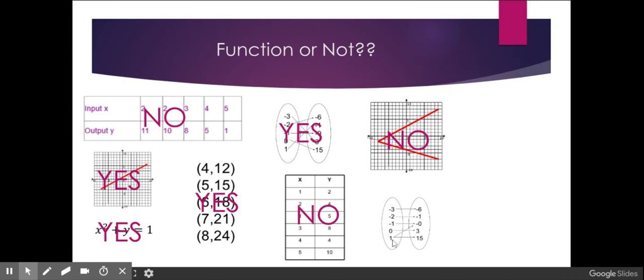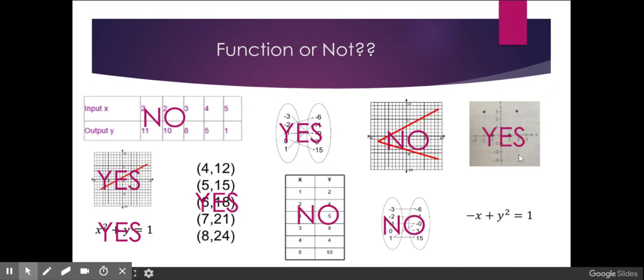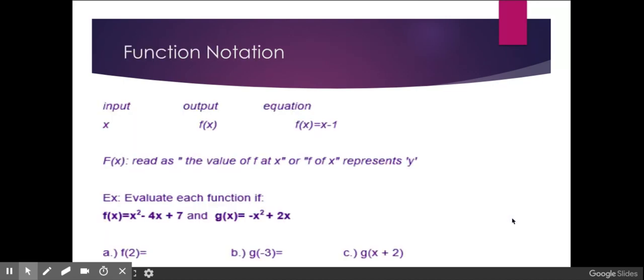Here we have this x value 1 going to 0 and 15, not a function. On this graph, I'll do a vertical line test through all the points. Passed it once, once, once, and once. So yes, it is a function. In this equation, looking at y has an even exponent, so not a function. And those are some examples.